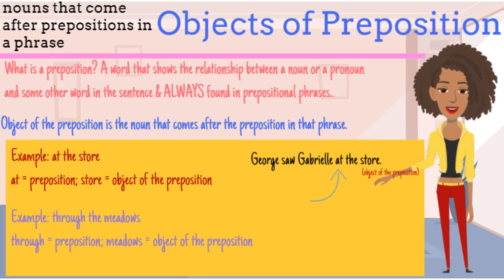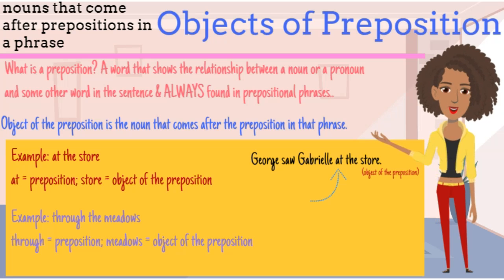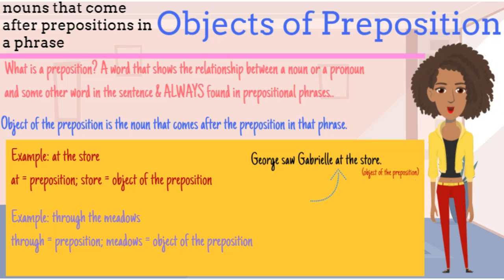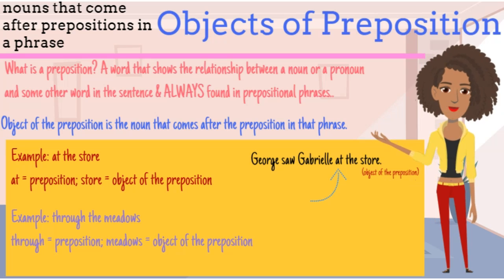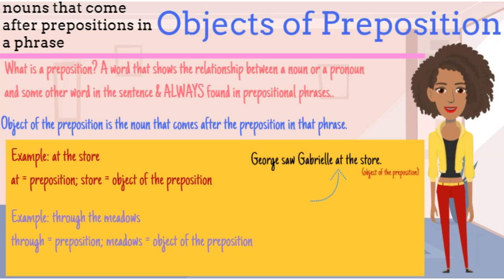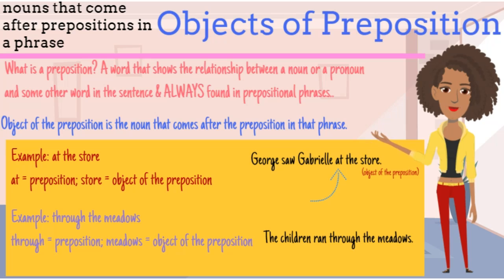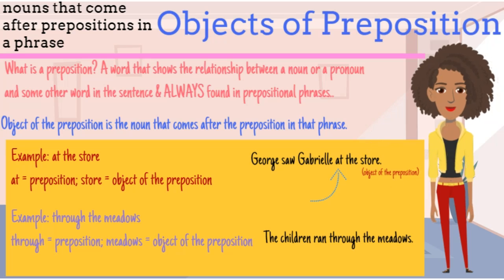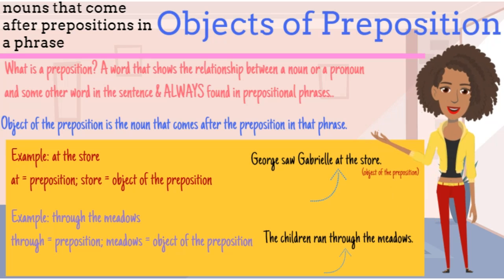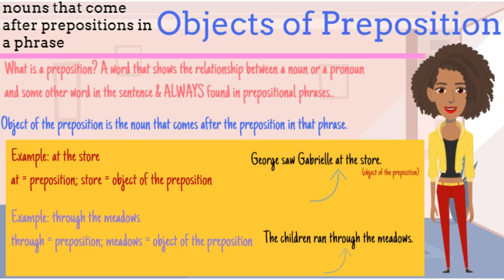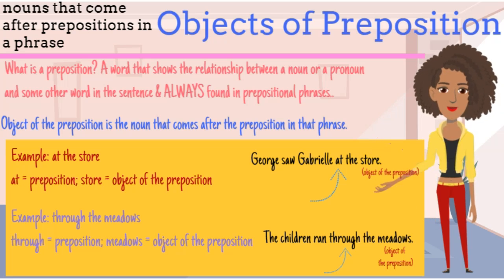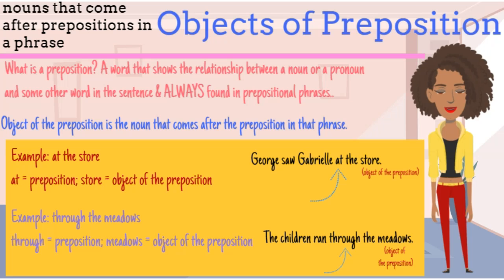So we have, George saw Gabrielle at the store. Once you're familiar with prepositions, it will be easy to spot them in sentences. So in this sentence, the preposition is at, as we see here, and the object of the preposition is store. The next sentence is, the children ran through the meadows. Through is the preposition, and meadows is the object of the preposition.